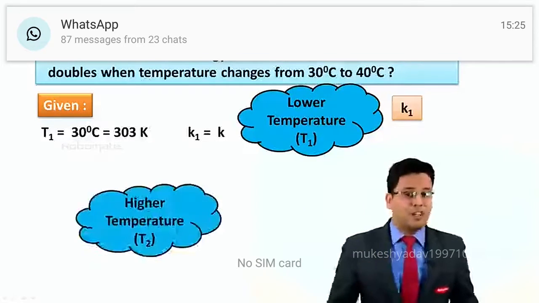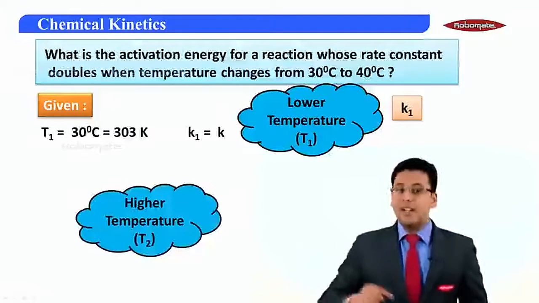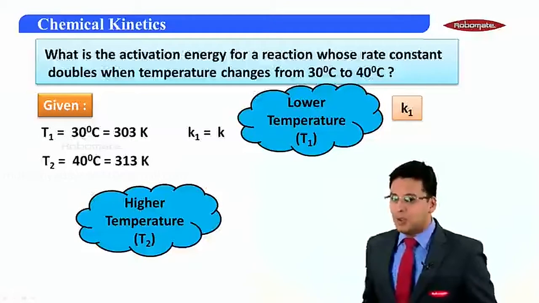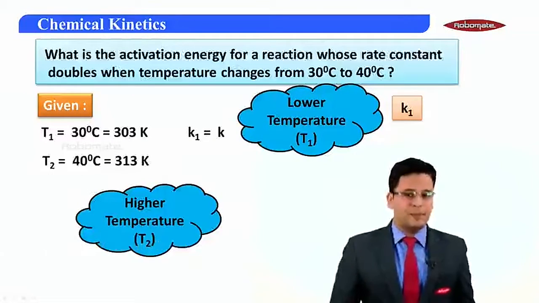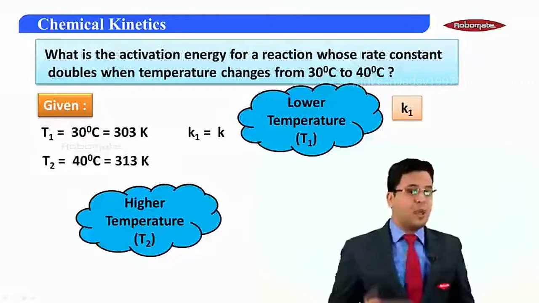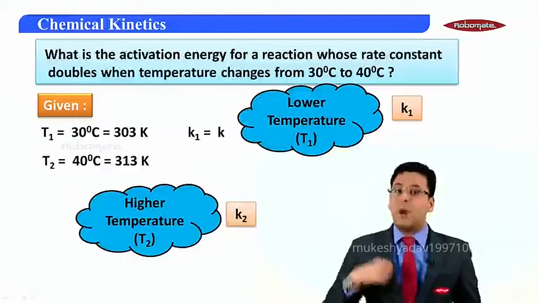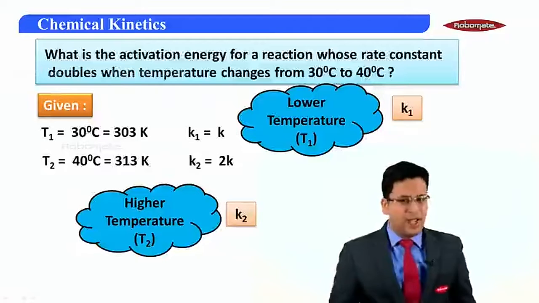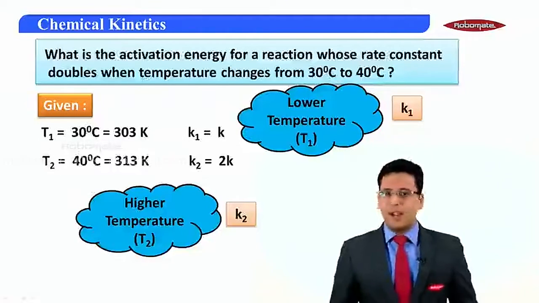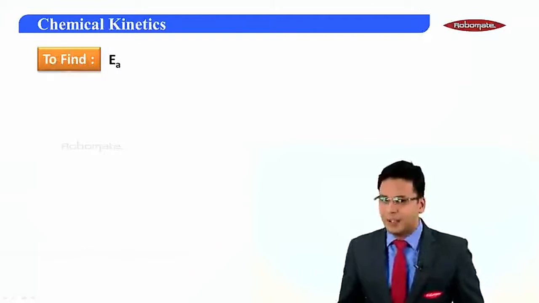At a higher temperature, it is obviously 40 degrees Celsius over here, but again converting it into Kelvin, we will get T2 is equal to 313 Kelvin. Now here the value of rate constant has to double, which means that our K2 will be twice of K1. So I can write it as 2K. This is the given data to us. And once again, we have to find the value of activation energy, EA.